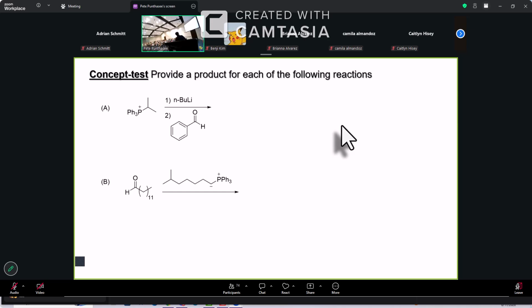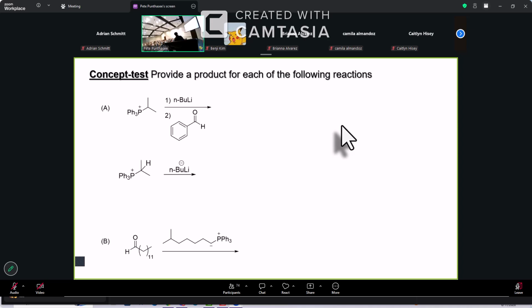Okay. All right, there's a two-step process right there. N-butyl lithium is a base. It does elimination, pulls a proton. Okay, the most acidic proton is on that carbon right there because when you pull it, phosphorus stabilizes it like that. Okay, phosphorus can stabilize the negative charge, the carbanion.